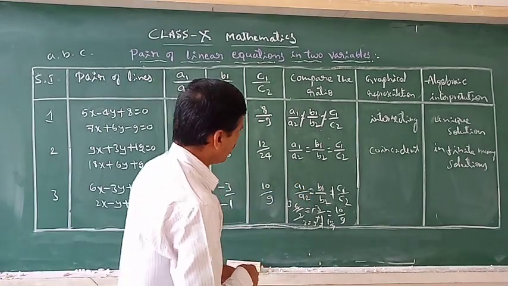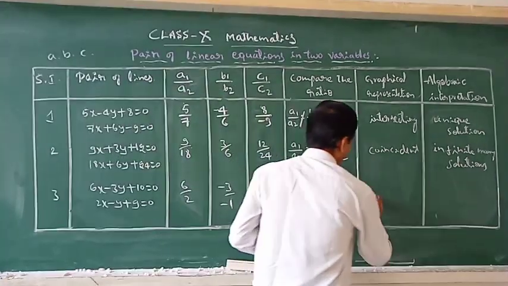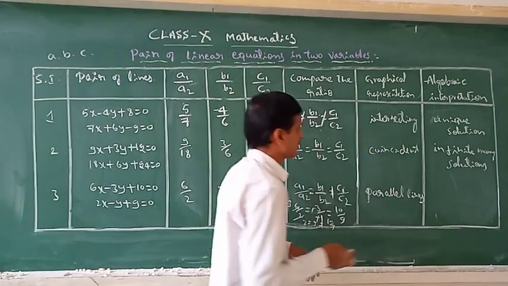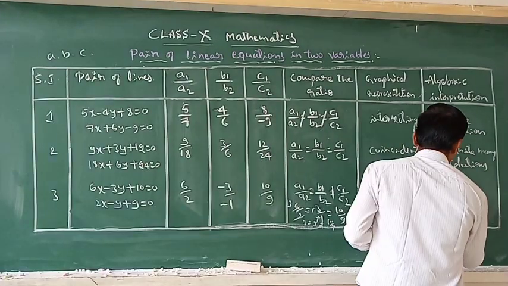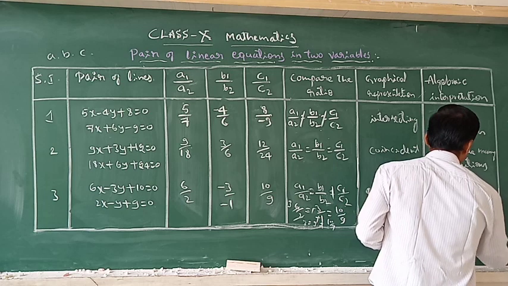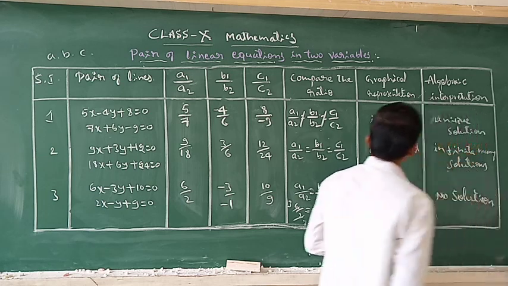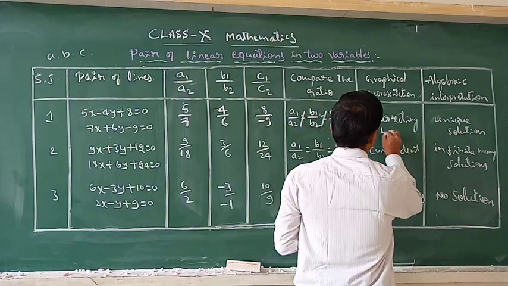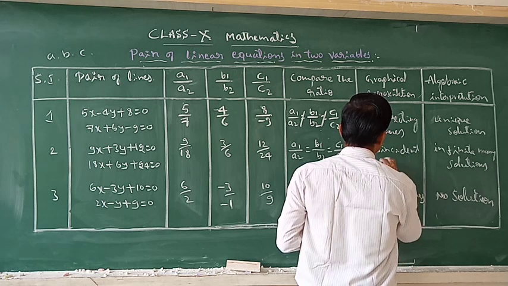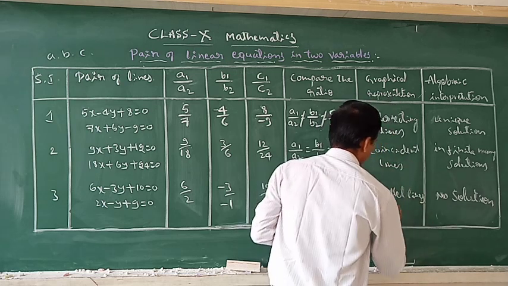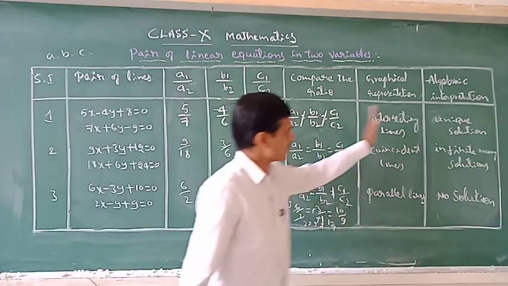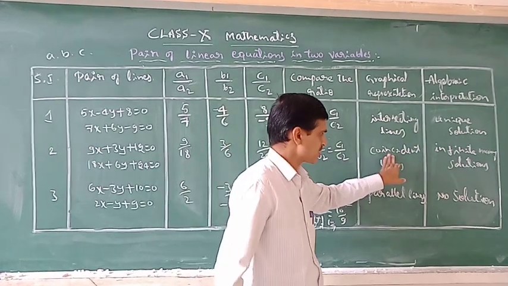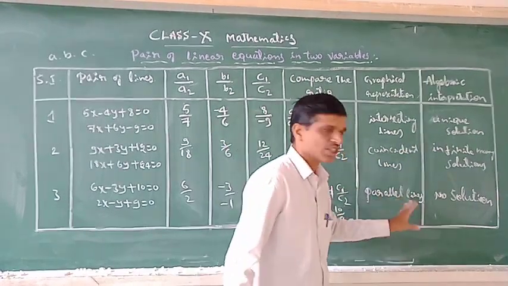If the first two are equal and the last one is not equal, it means they are parallel lines. In parallel lines, what is the interpretation? No solution. These pair of linear equations have no solutions. So here the first one is intersecting lines, the second are coincident lines, and the third are parallel lines. Their interpretation: unique solution, definitely a solution; infinitely many solutions because the lines are merged; and no solution because they are parallel.